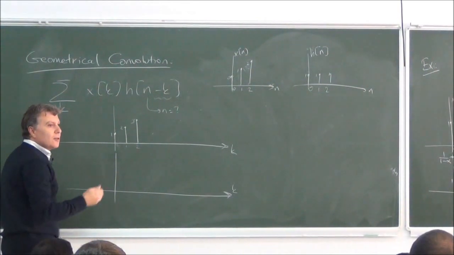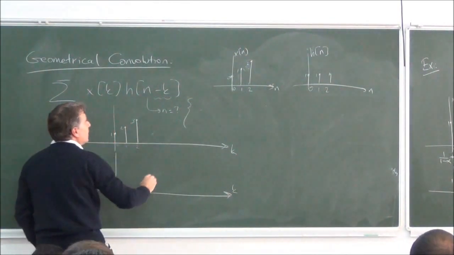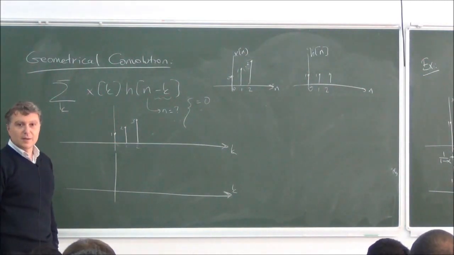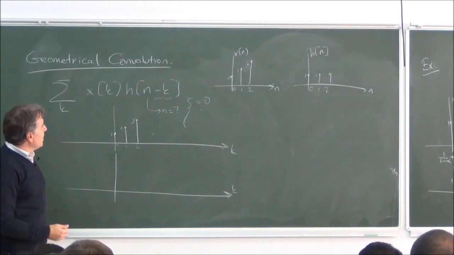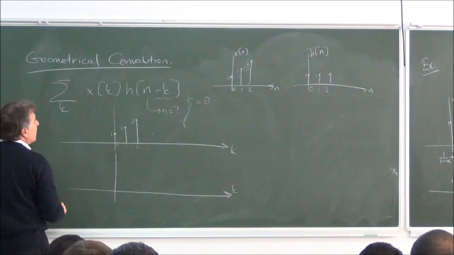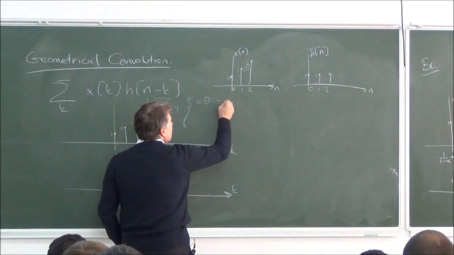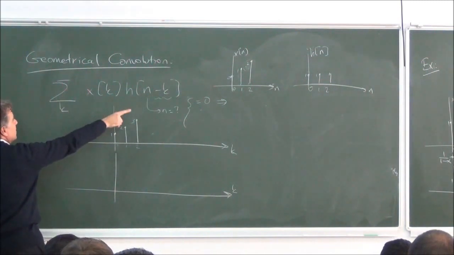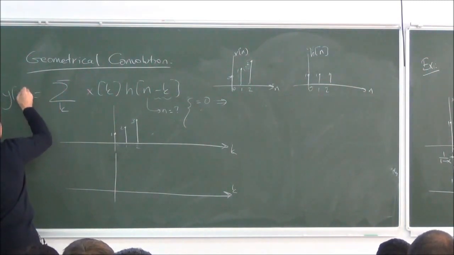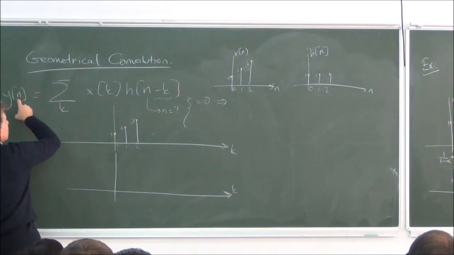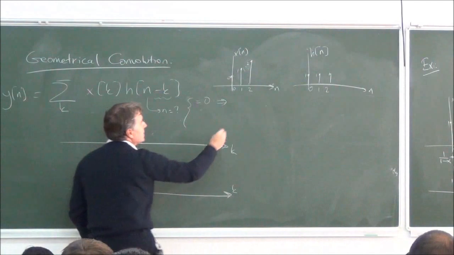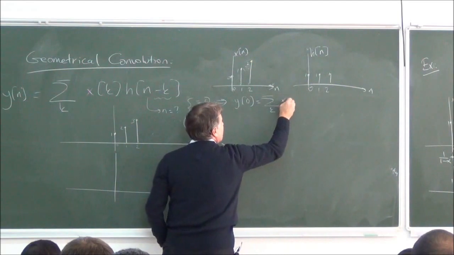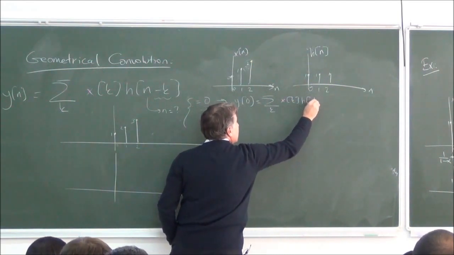We will choose several of these values. For example, let's take n equal to 0. When n is equal to 0, what is the output then? x of k, h of 0 minus k, this summation, is equal to y of n, remember. When I take n equal to 0, I say that y0 is equal to the summation of x of k, h of minus k.